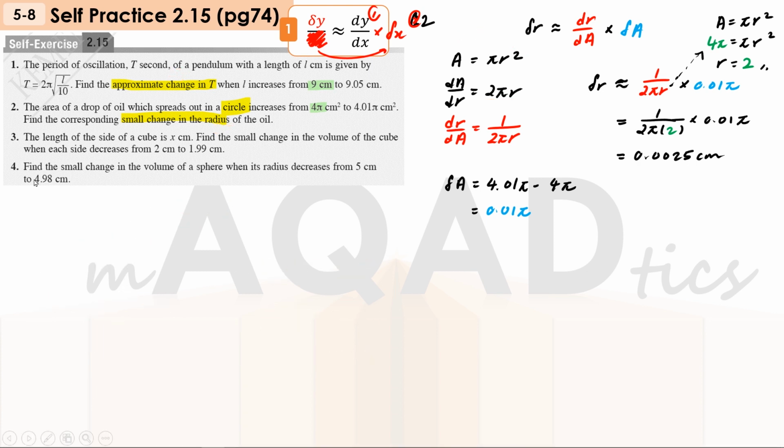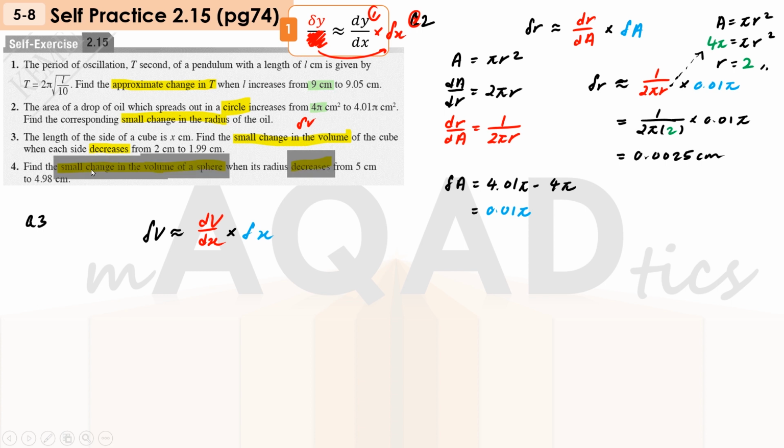So for the third and the fourth question, I will explain in one go. For the third question, we have the length of the side of the cube is x cm, and we need to find the small change in the volume. So this one is delta V, and it says that the side of the cube is decreasing from 2 to 1.99 cm. Take note that this one is decreasing. So to find the small change in the volume, delta V is approximately equal to dV over dx, because the length of the side of a cube is related to the volume, right? So dV over dx, then times delta x.